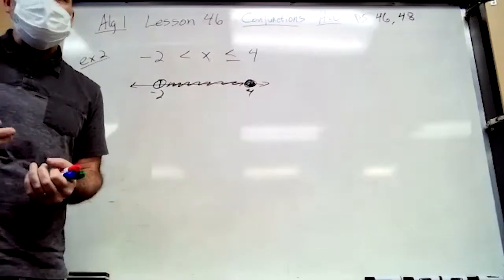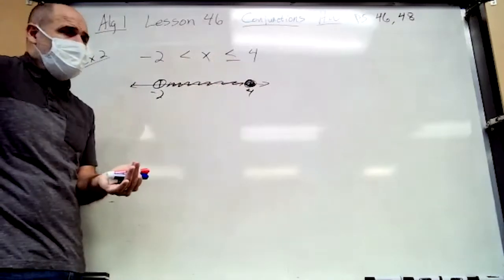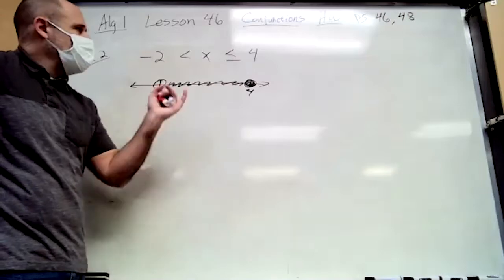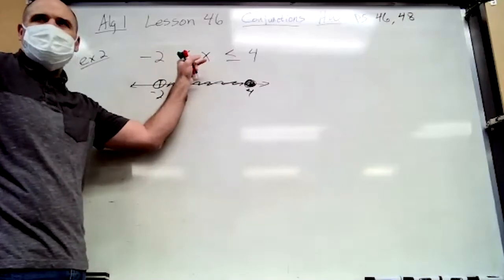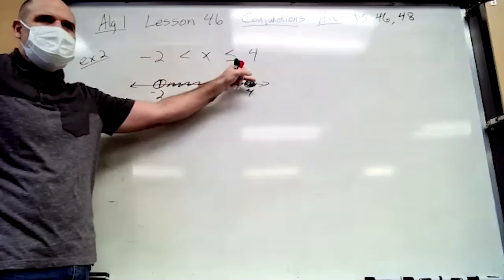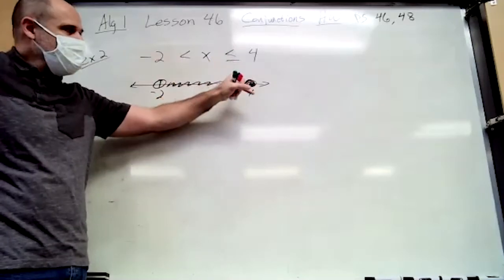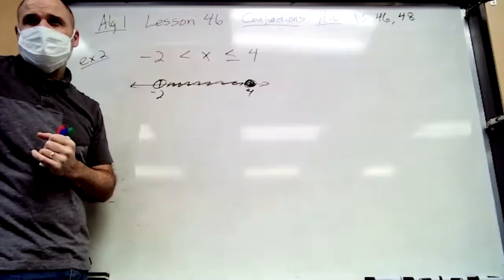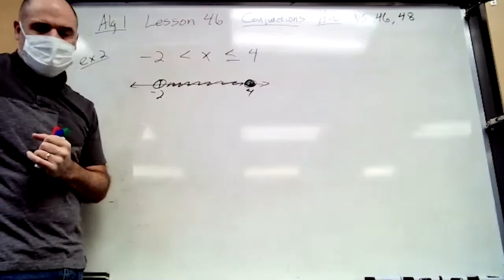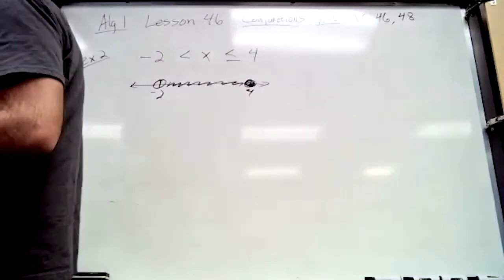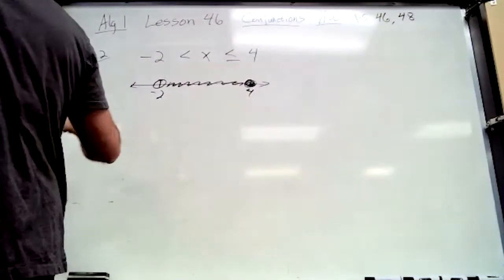The biggest decision, the hardest decision is whether to shade them in or not. That's the hardest thing you have to remember. Well, remember if it's strictly less than, then you don't shade it. It's an open circle. And if it's less than or equal to or greater than or equal to, you shade it in. Okay, because you want to include 4 in that shading. Okay, that's example 2. Let's try example 3.